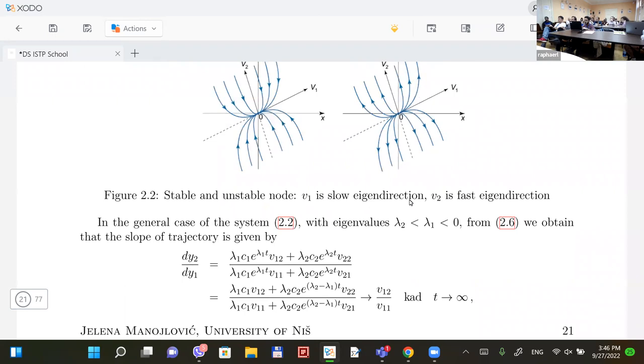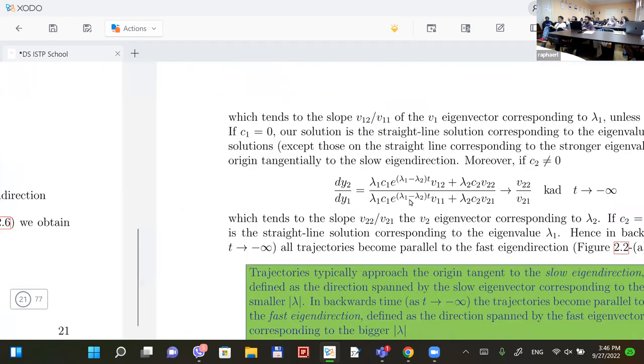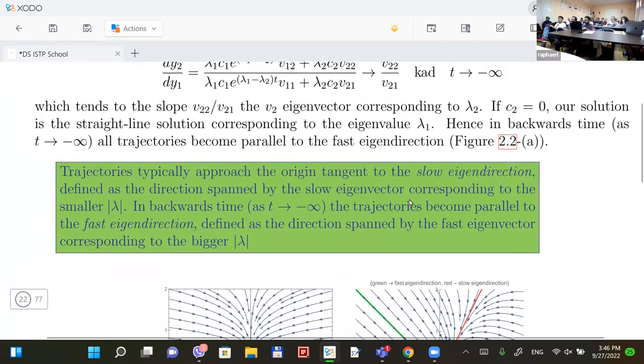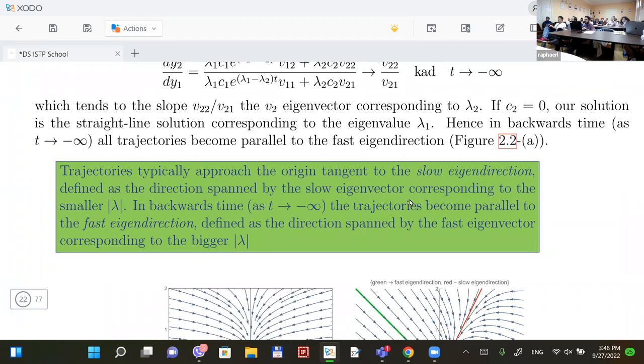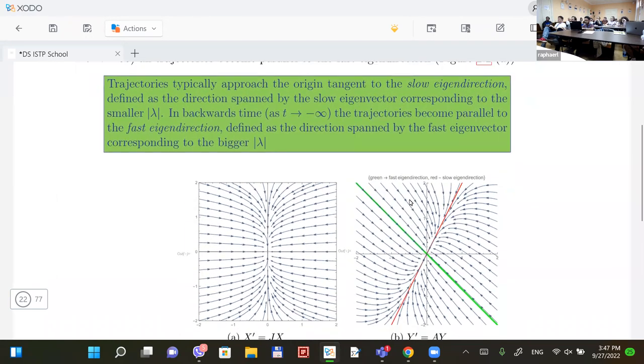Here is the calculation in this case, if you are interested. As I explained, in general it is enough to plot for the canonical system. But we have to remember that trajectories always approach the origin tangent to the slow eigendirection, determined by the slow eigenvector, which corresponds to the smaller absolute value of lambda, and in backward time the trajectories become parallel to the fast eigendirection. So here is the example.